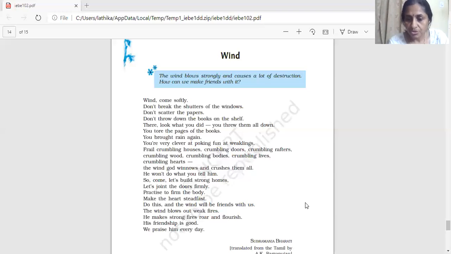So if you are strong, you will not be affected by this. It will only become better with the wind. But if you are weak inside also, you will be affected. Otherwise, if you are strong enough to withstand the wind, nothing can change you. His friendship is good. We praise him every day. So if you are strong enough to face the wind, it doesn't have to be any danger or any harmful aspect. You can take the wind as a friend, and praise him and enjoy the wind whenever it comes.